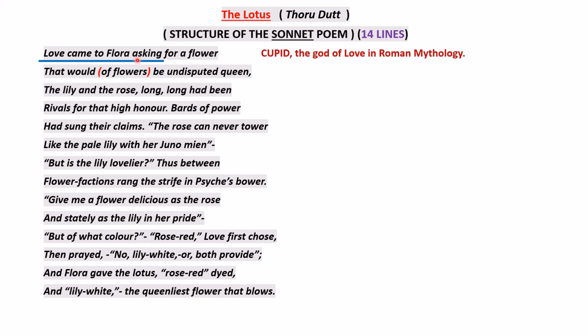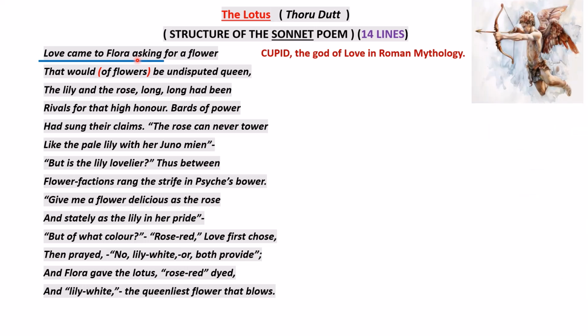Love is Cupid, the god of love in Roman mythology. Okay, he looks like this too, with wings and a bow and arrow. Even in Sanskrit mythology there is a love god by the name Manmada. His name is Manmada, and he resembles this Roman picture.